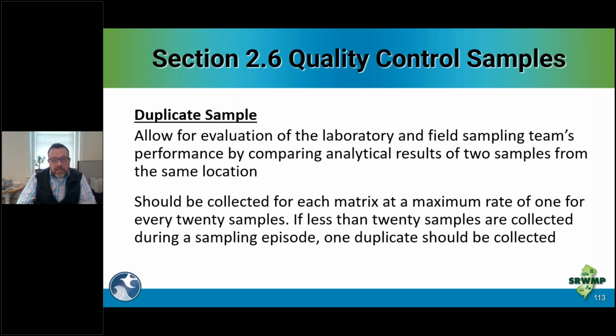Next quality control sample I'm going to discuss is your duplicate sample. And these allow for the evaluation of the laboratory and the field sampling team's performance by comparing analytical results of two samples from the same location. These should be collected for each matrix at a maximum rate of 1 for every 20 samples. If less than 20 samples are collected during a sampling episode, one duplicate should be collected.